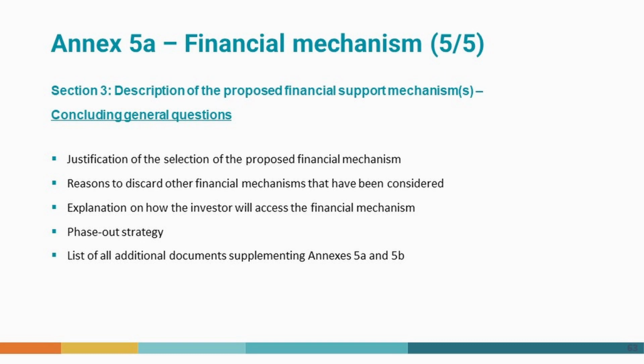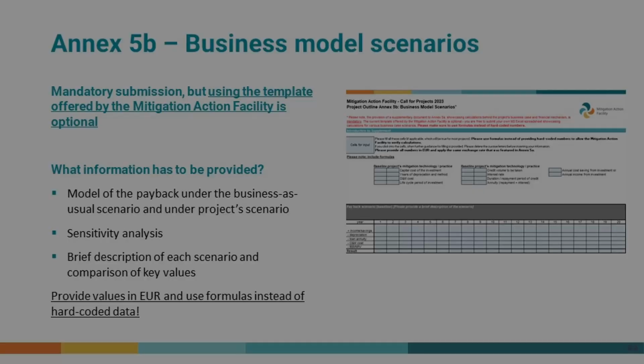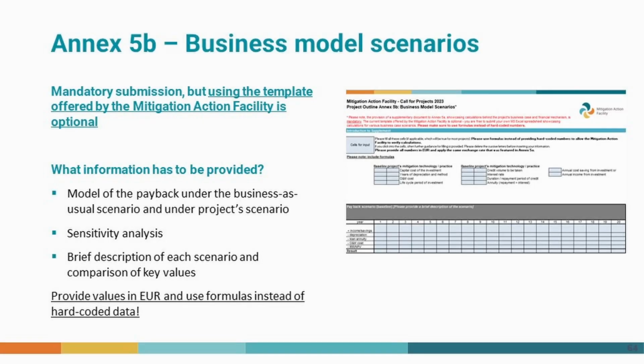Next, let us briefly discuss Annex 5B. Annex 5B allows you to showcase the calculations behind the project's business case and financial mechanism. Submission of this annex is mandatory. Although the Mitigation Action Facility offers a template to present the different scenarios of the business case, its usage is optional, and applicants are free to submit their own MS Excel spreadsheet showcasing the calculations for various business case scenarios.